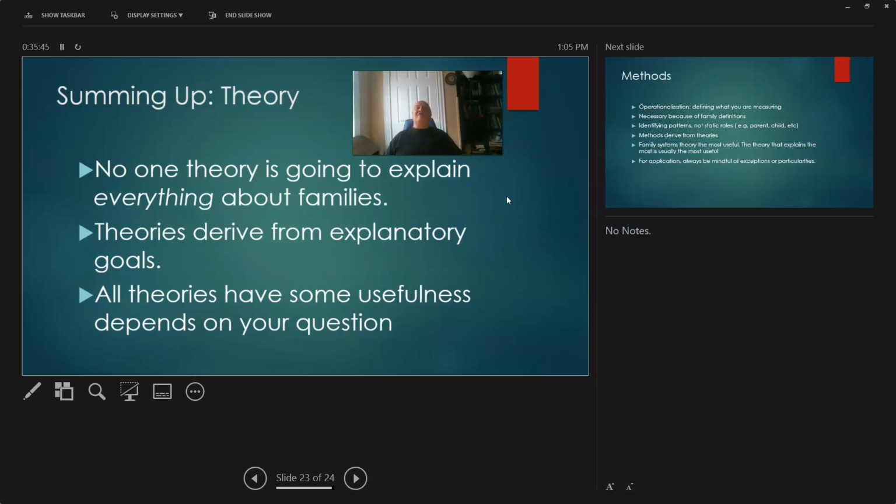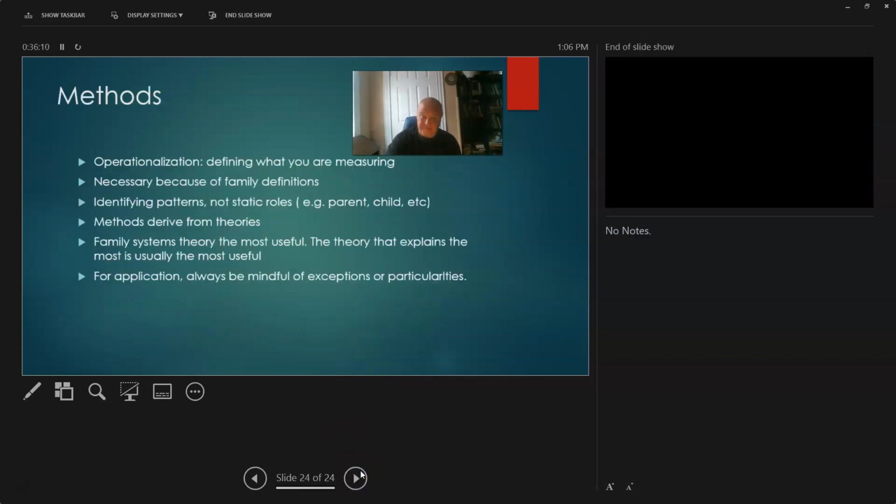You're going to draw though on the literature where the scientific method has been applied to see, does this fit your case? Often when we're doing treatments, we're looking at case studies versus larger patterns, which a sociologist would look at. What's our goal? All theories have some usefulness. Again, it depends on your question.